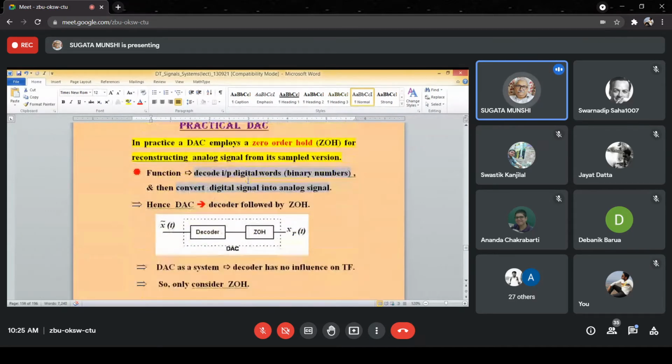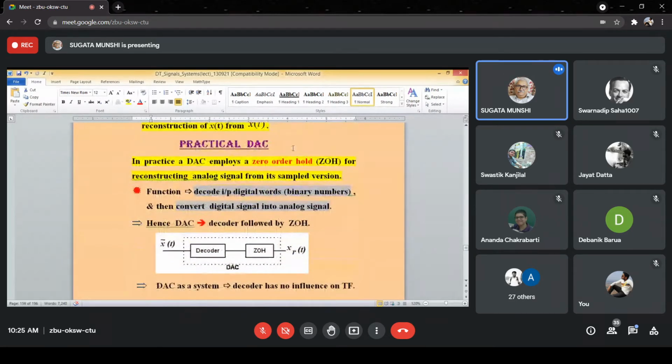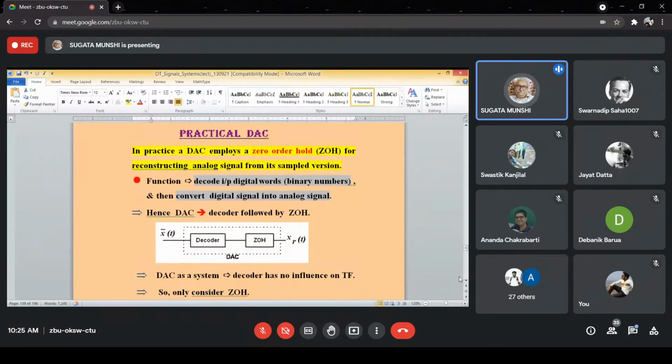So what does the practical DAC do? A practical DAC, a real life DAC, uses a zero order hold. It uses a zero order hold for reconstructing the analog signal from its sampled version. All right. That is what a real life DAC does.